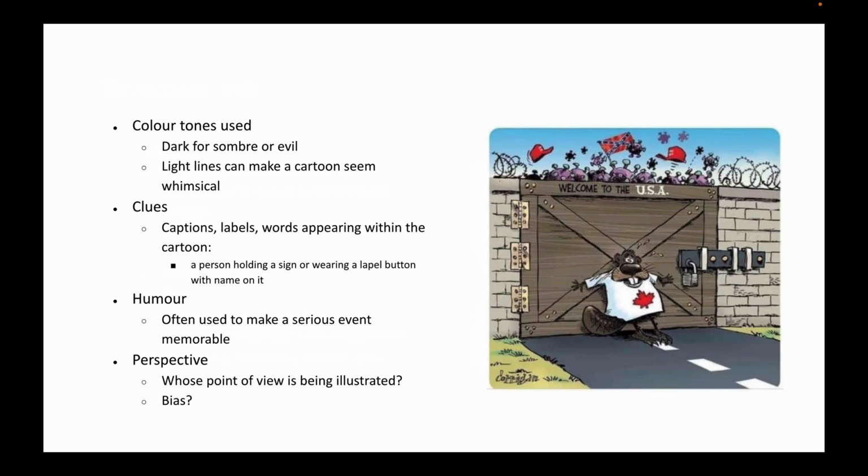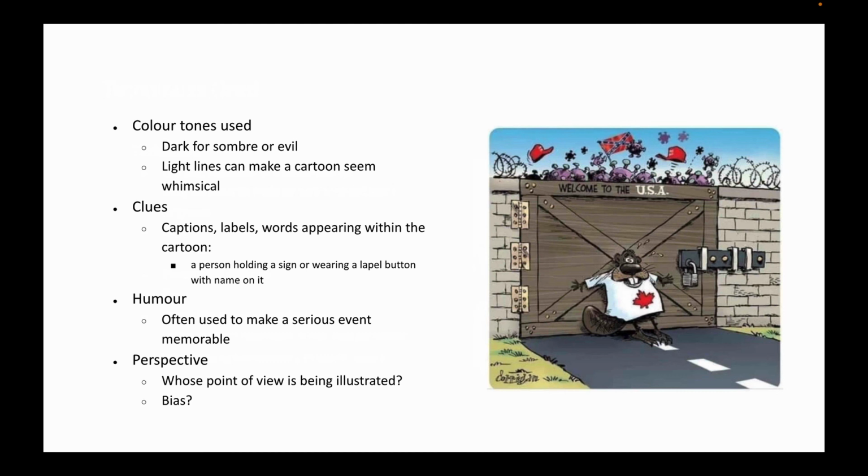And another technique that's used is the different perspectives, so whose point is being illustrated. In this cartoon here, we have Canada. We know that the beaver represents Canada. It's a very common thing. If you don't know, well, he's wearing a Canadian maple leaf shirt, and he's trying to keep people out of Canada at the border. We know that he is at the border because it's the border wall that's there, and it says "Welcome to the United States."